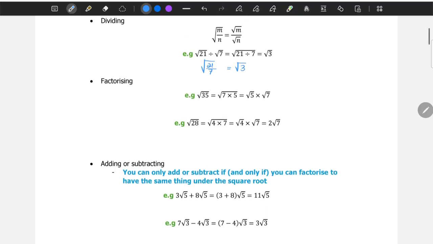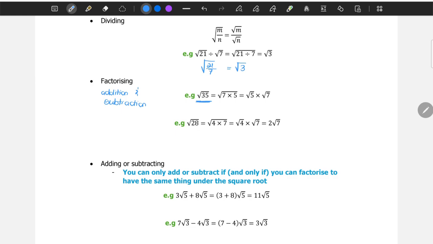But when you now need to do other mathematical operations, you first have to factorize. For example, you can only add or subtract surds if they have the same base, if they have the same thing under the square root sign. So you have to factorize. So for example, if we have 35, right, we know that under multiplication rules, 35 is the same as saying 7 times 5, putting it into its multiples, right?